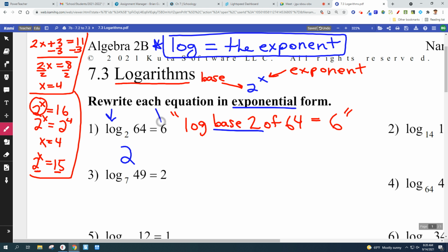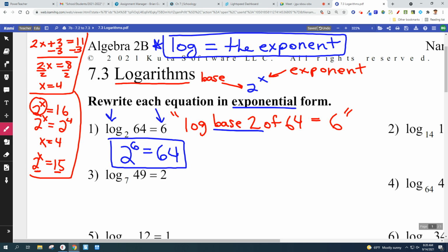That means that this thing right here, the 6, is the exponent. 6 is the exponent. 2 to the 6th. There's a base 2, there's an exponent 6, and if you think about it, 2 to the 6th literally equals the other number, 64. That's the answer. That's all there is to it. We just changed a logarithm into an exponential.